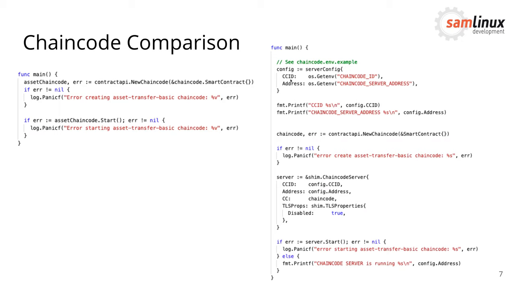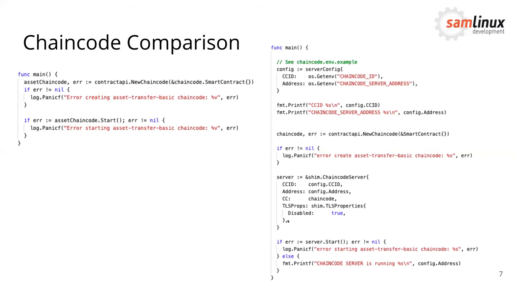And in the first line here, this is the server config object with the environment variables, chain code ID and chain code server address. This information will come from the chain code environment file, which we will see later. With this, you have a bridge. We have an environment file, and in this environment file we define these two environment variables. In the chain code, we read this environment file in this config object, and then it delivers it to the chaincode server. And that's it.